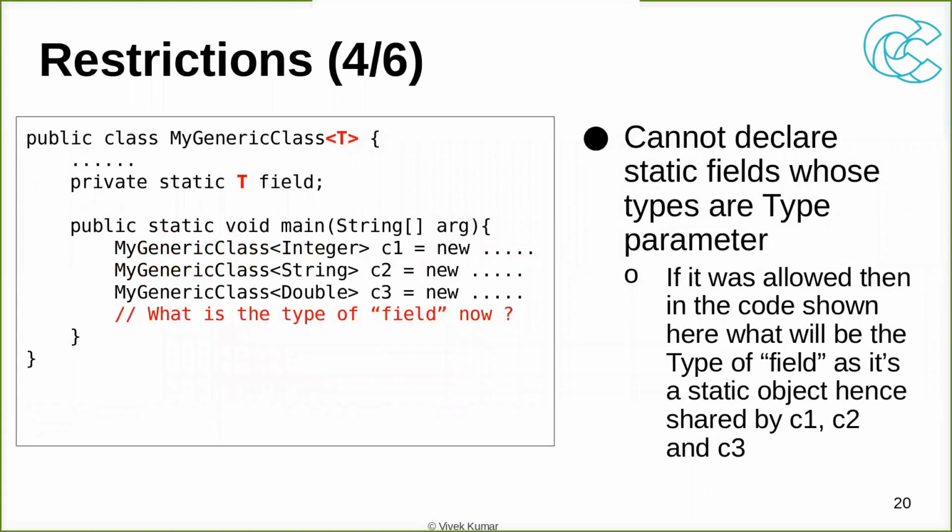This one, okay. So if it's not a static field, is it? Yeah, it's not a static field. So you say private T field. Yeah. No, you can, right? So T would automatically change. So when you say MyGenericClass<Integer> c1 equals new MyGenericClass, all the T's would now be integers.